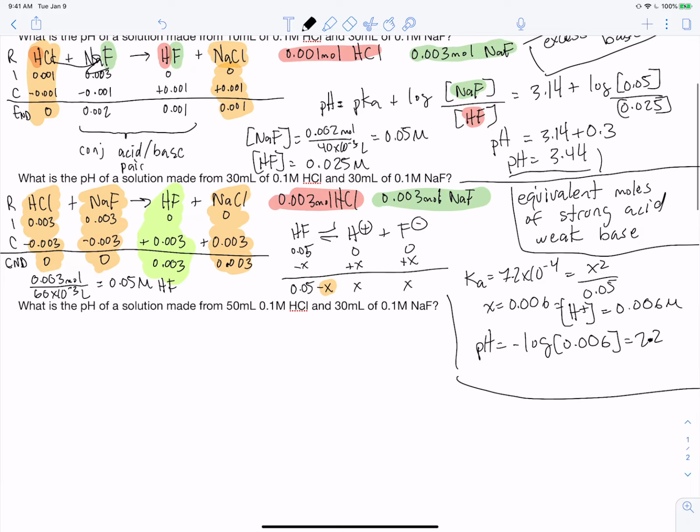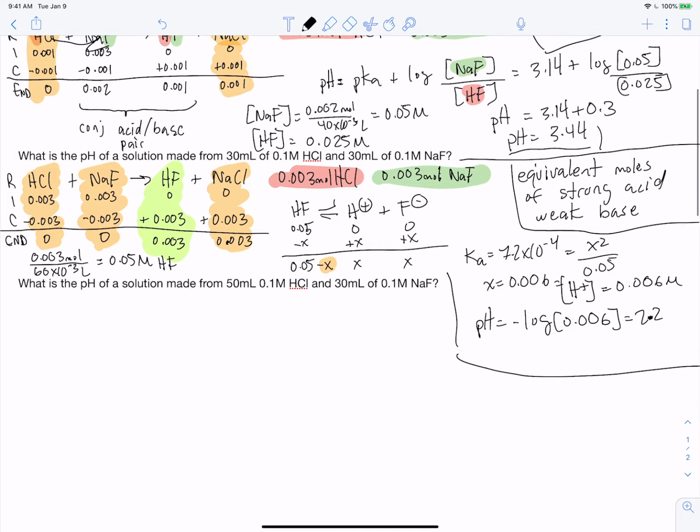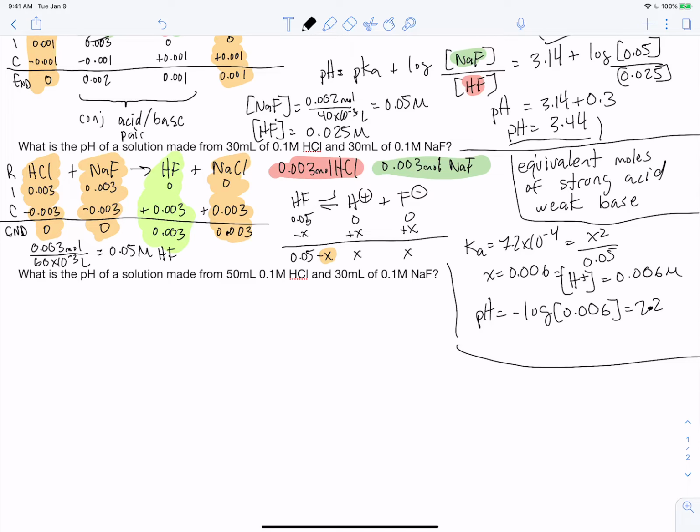Okay, let's look at this last problem here. So now we're looking at a pH of a solution made from 50 mils of HCl and 30 mils of sodium fluoride. And so again, we're going to write out a table to keep track of things. So for this, again, we want to convert over to moles.